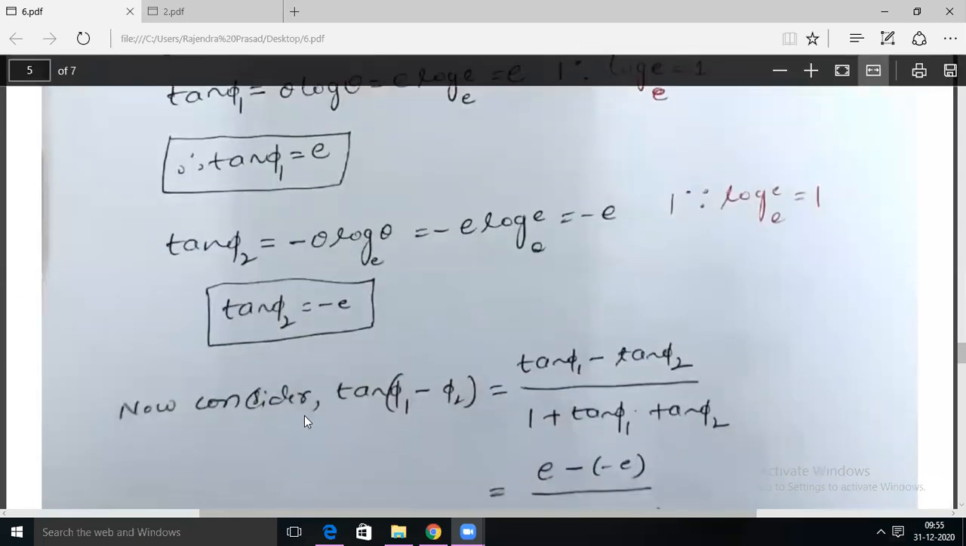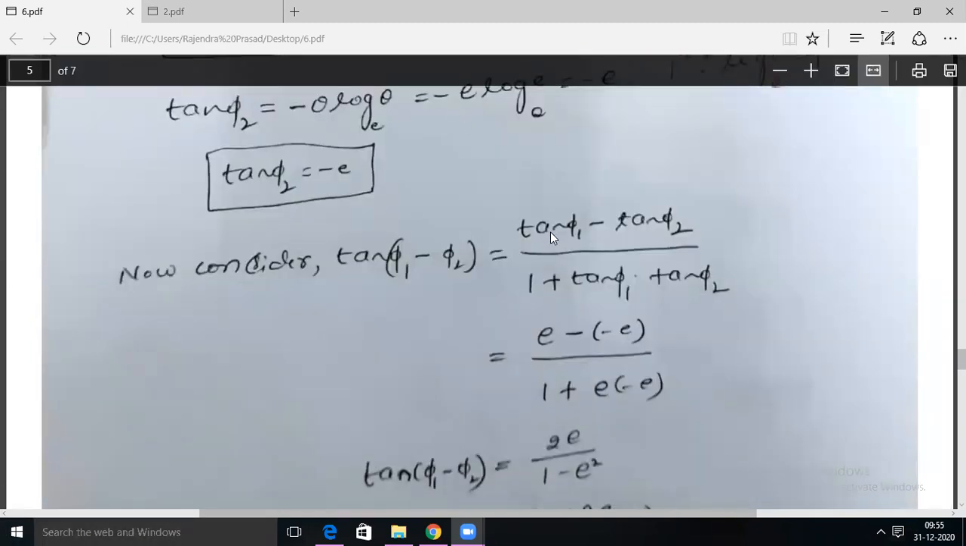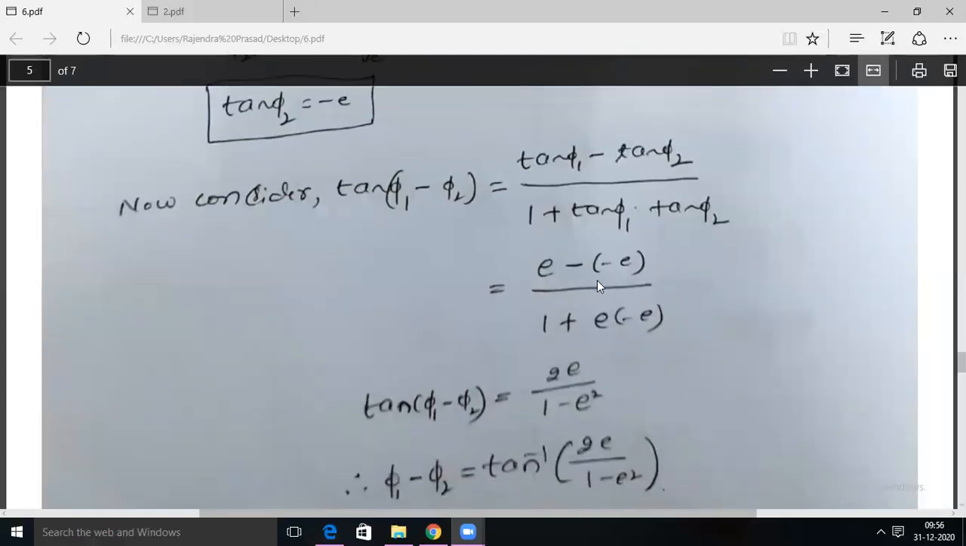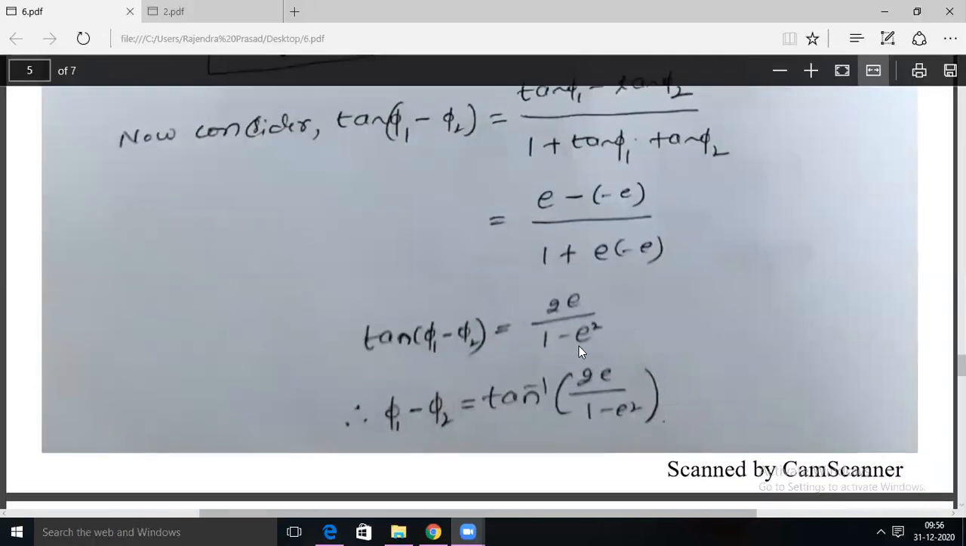We shall consider next the formula tan of phi 1 minus phi 2, which is tan phi 1 minus tan phi 2 upon 1 plus tan phi 1 into tan phi 2. We know the tan phi 1 value is e, minus, keep as it is, tan phi 2 value minus e, upon 1 plus tan phi 1 value e, tan phi 2 value minus e. Simplification: minus into minus plus e, that is 2e, upon 1 plus into minus, e into e, so 1 minus e square. 2e upon 1 minus e square.